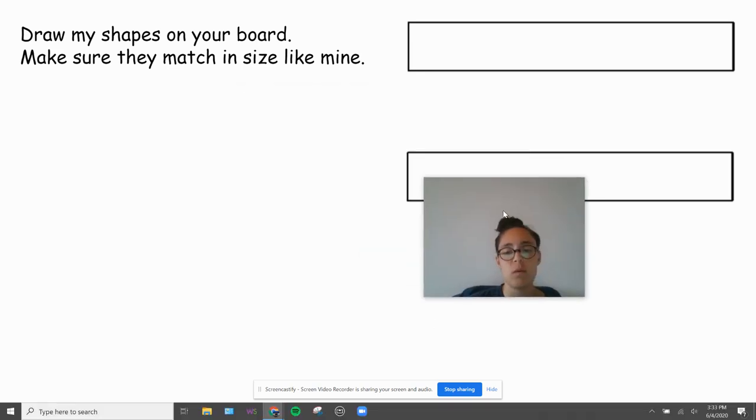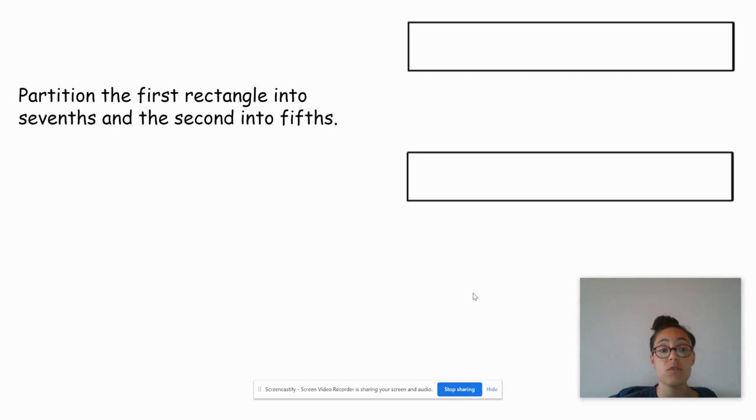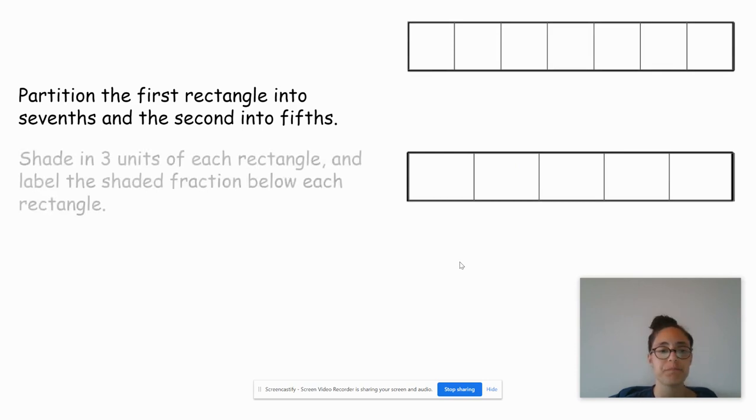So now what we're going to do is I want you to try drawing these rectangles just like mine on your paper. I want you to partition the first rectangle into sevenths and the second into fifths. So just like I have, you have 7 up here and 5 for the second rectangle. Take a minute, draw it out, and let's get started.